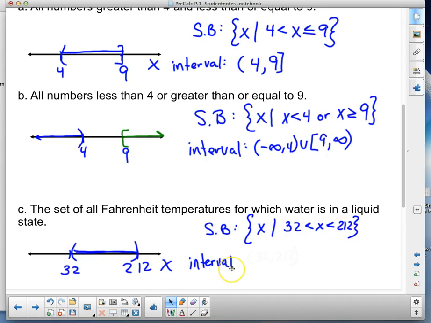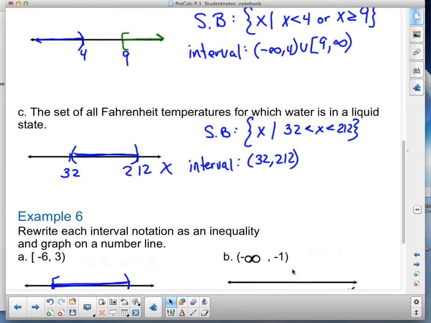Set builder is the set of all x such that 32 is less than x, which is less than 212. Now in interval notation, that is an open interval from 32 to 212. And please keep in mind, you have to know what the context is to realize that we're talking about interval notation versus just a set of coordinate pairs.